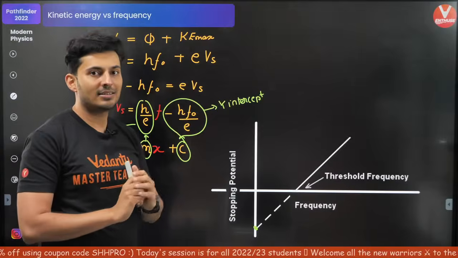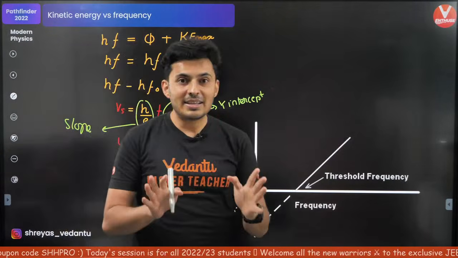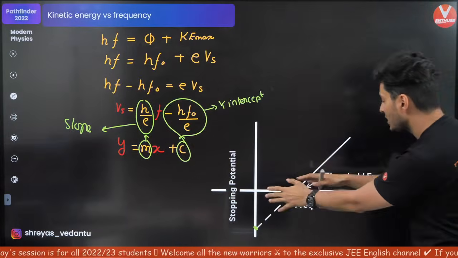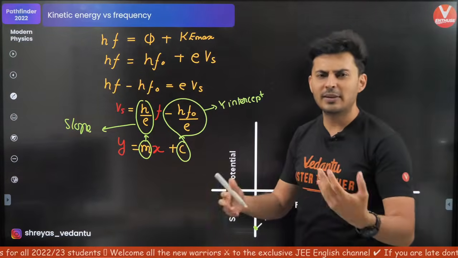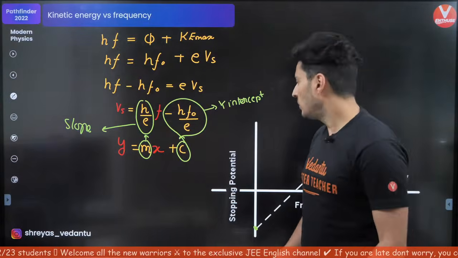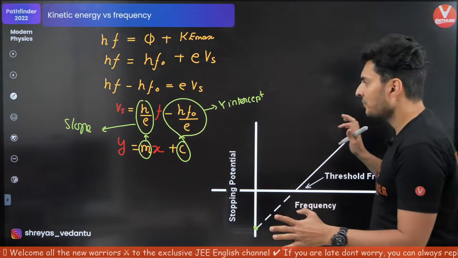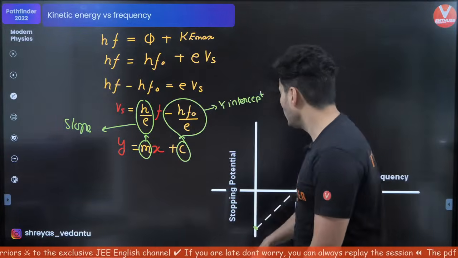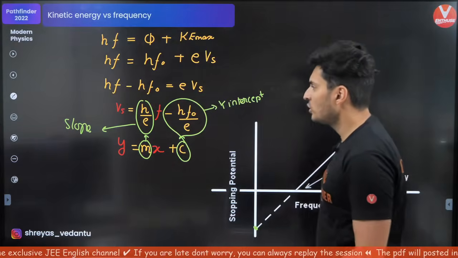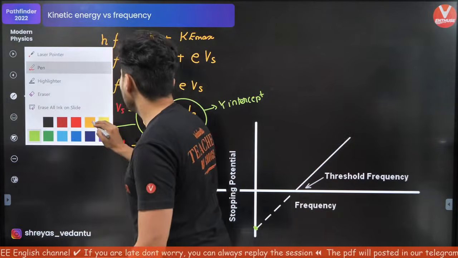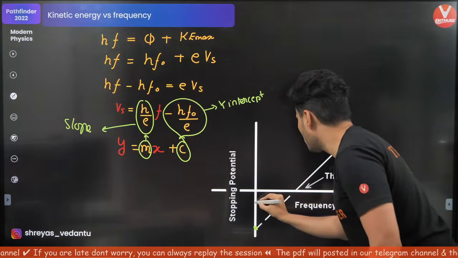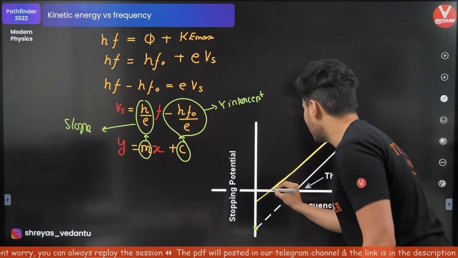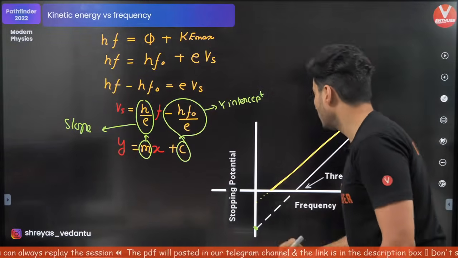Now what scientists did was basically they drew the graph of stopping potential versus frequency for different metals. They found no matter which metal you took and conducted the photoelectric effect, always the slope of the graph was the same. If you took some other metal, maybe for that metal the graph would start from here, but still the slope was the same no matter which metal you took.